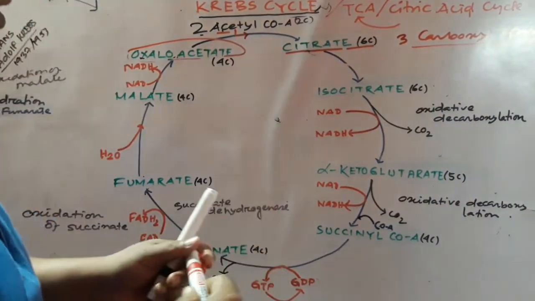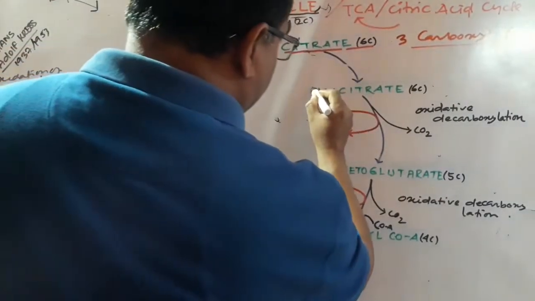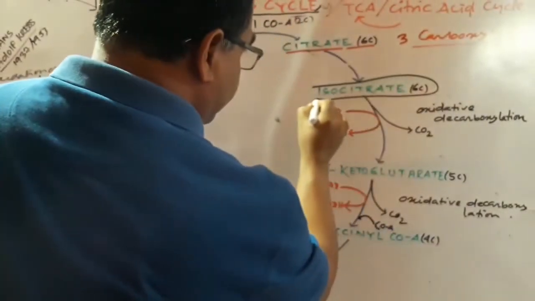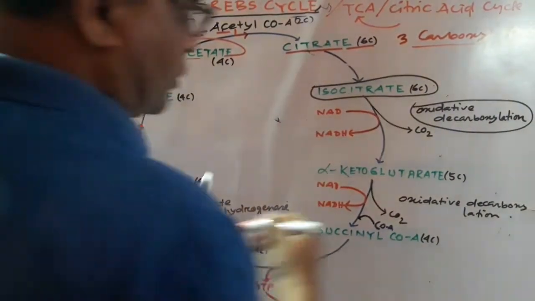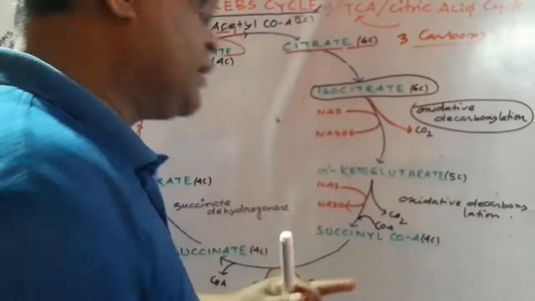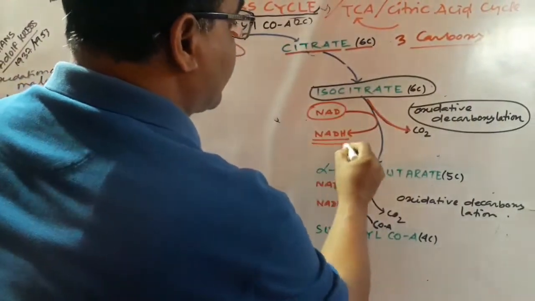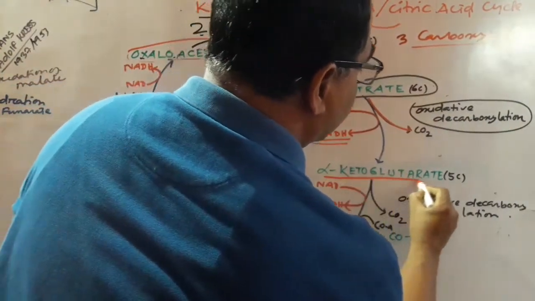In the first step, the citric acid undergoes rearrangement to form isocitrate. It is also a 6-carbon compound. And in the next step, the isocitrate undergoes oxidative decarboxylation. That means carbon dioxide is released and the isocitrate is oxidized. Here NAD is reduced to NADH. The product formed is the 5-carbon alpha-ketoglutaric acid.